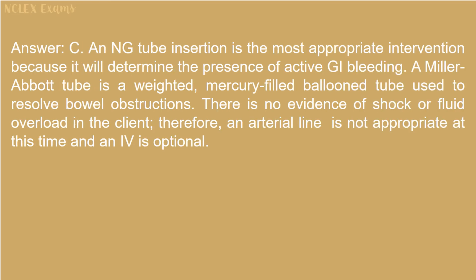Answer C. An NG tube insertion is the most appropriate intervention because it will determine the presence of active GI bleeding. A Miller-Abbott tube is a weighted, mercury-filled balloon tube used to resolve bowel obstructions. There is no evidence of shock or fluid overload in the client, therefore, an arterial line is not appropriate at this time.